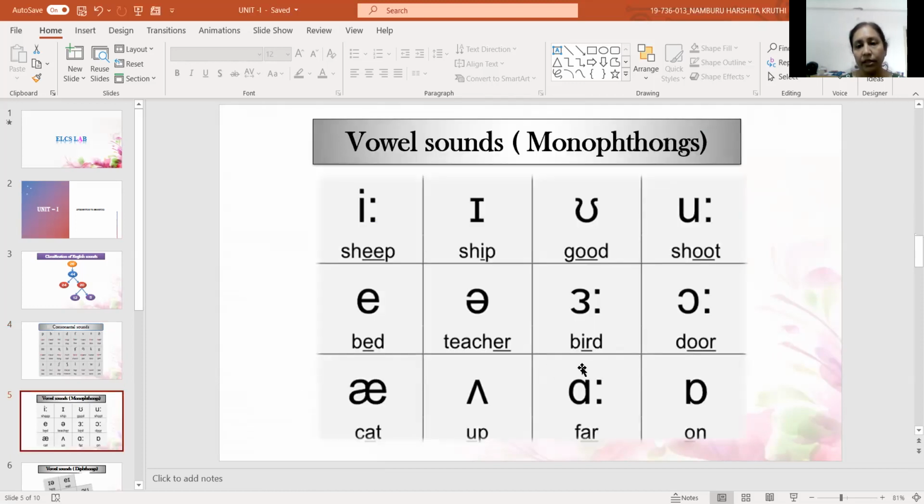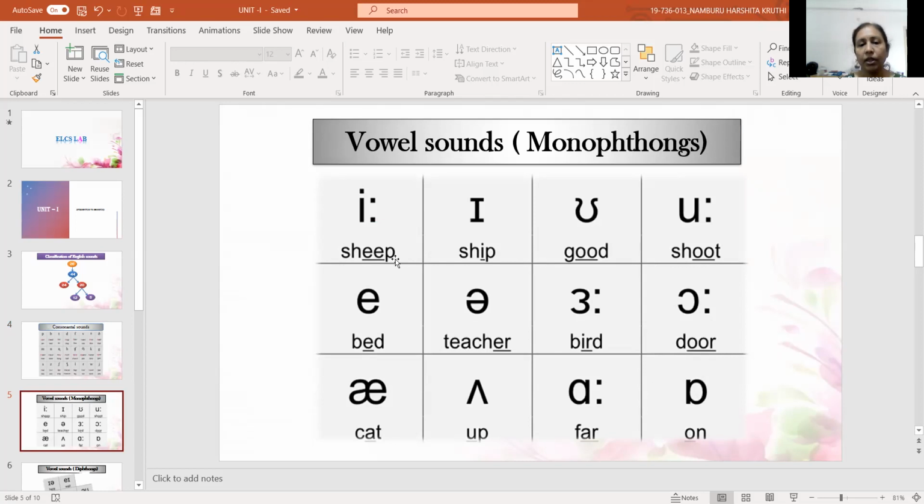Vowel sounds are 8. We call them monophthongs, the single vowels, right? You can just see E, U, A, O, O, and O. These are 12 single vowels, right? These are the words which have been given for better understanding. These also have to appear in the slanted lines when they represent the word in the symbolic form, right?